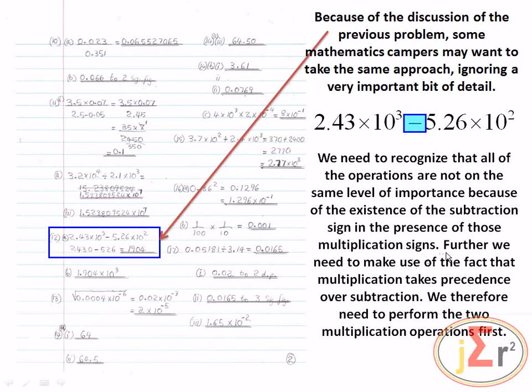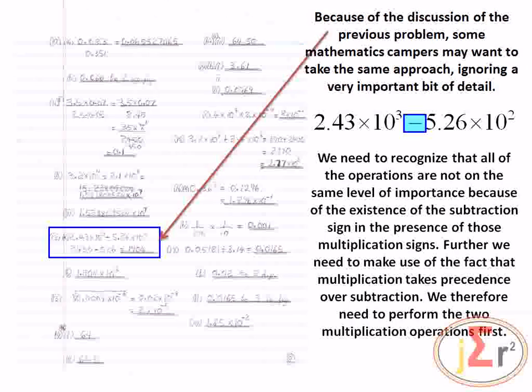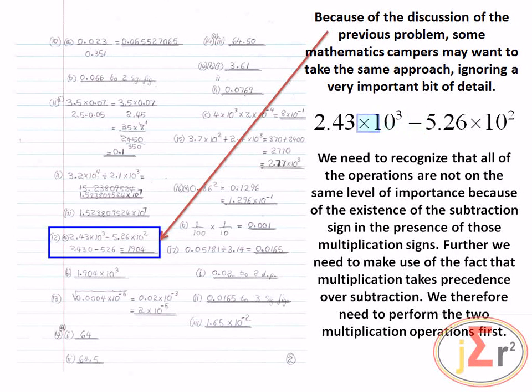Furthermore, we need to make use of the fact that multiplication takes precedence over subtraction. We therefore need to perform the two multiplication operations first. No ignoring this negative sign, which is on a different level from the multiplication signs. And of course, multiplication takes precedence over subtraction. Therefore, we will go straight ahead and do the multiplications first.